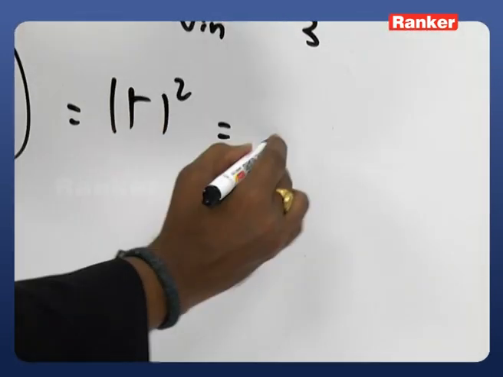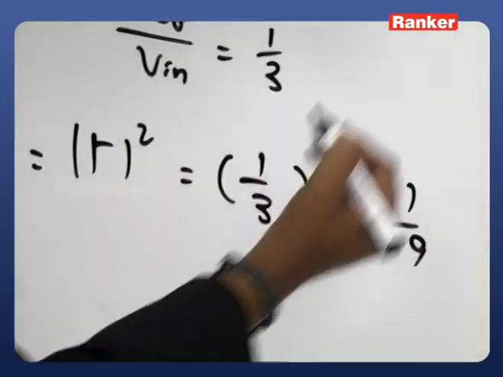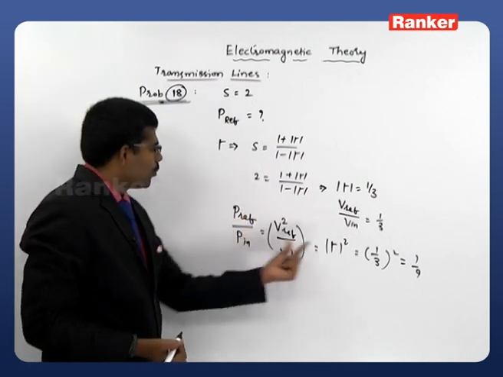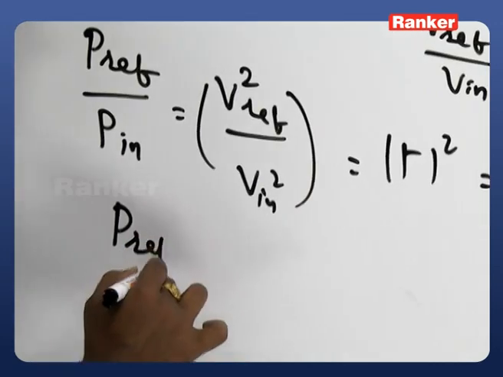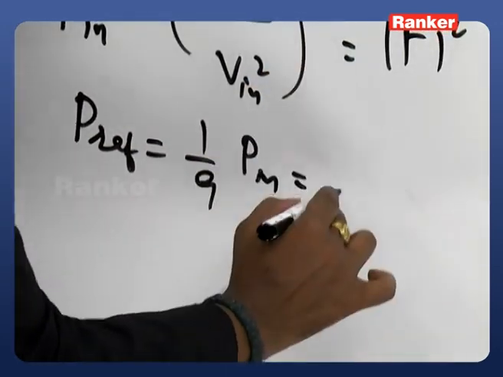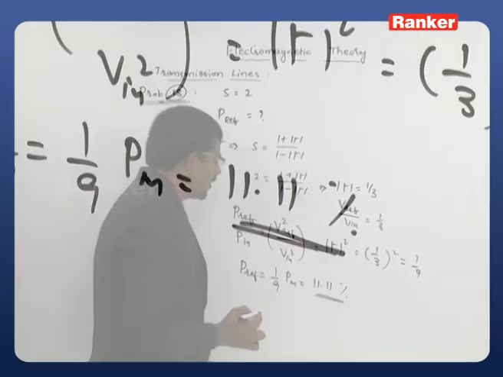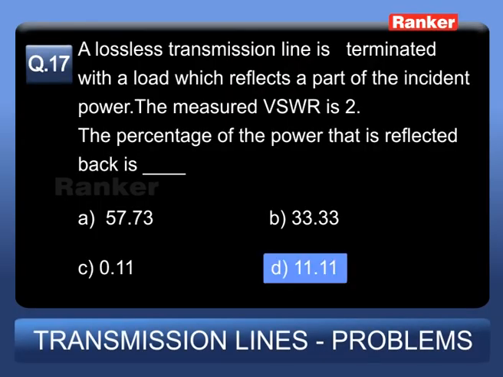So what is magnitude of gamma here? 1 by 3 whole squared, that is 1 by 9. So directly, P reflected equals 1 by 9 times P input. That is approximately equal to 11.11%. This 11.11% is available in option D.